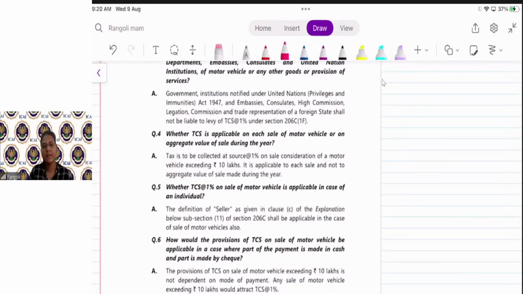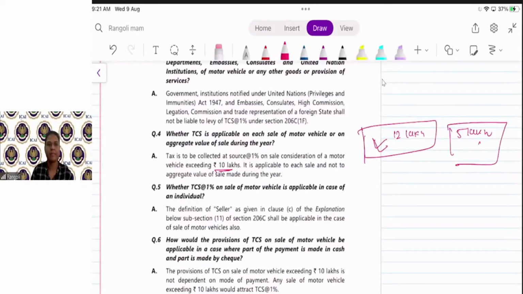Whether TCS is applicable on each sale of motor vehicle or on the aggregate value of sales during the year. So it is each value. You need to check the 10 lakh limit for each car. Say, for example, Mr. X is purchasing two cars. The first car is of 12 lakh and the second is for 5 lakh. So TCS is applicable only on this 12 lakh car, not on the 5 lakh car. Okay.